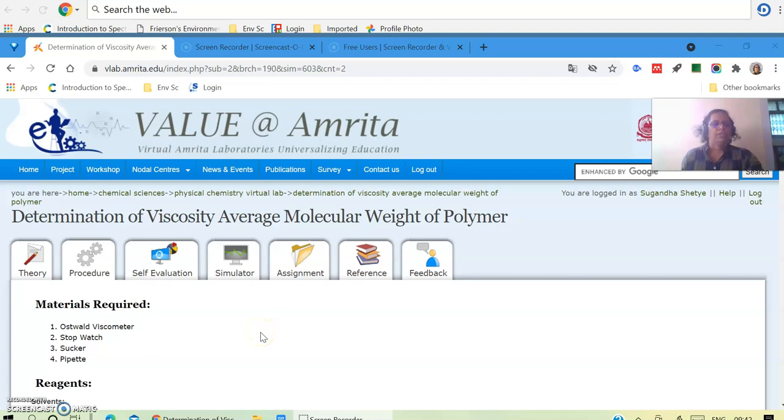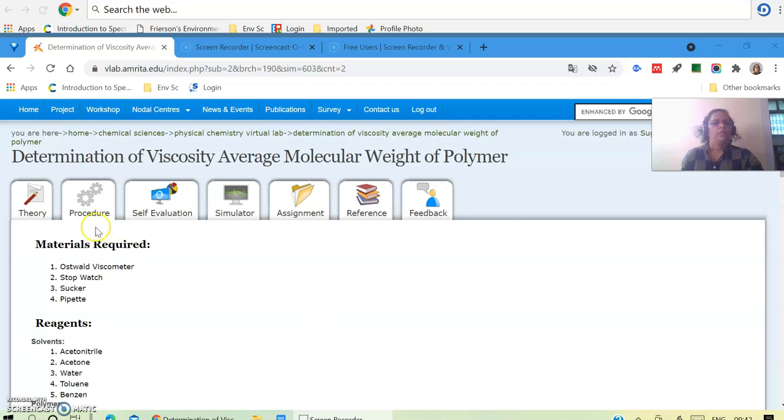Hello students, let us determine the viscosity average molecular weight of the polymer using this virtual lab, Amrita Laboratories. You are well aware of the theoretical concepts of measurement of viscosity. The experiment is done using an Ostwald viscometer. You also need to know the time of flow, and hence a stopwatch is provided. A sucker is given to suck the solution above the marks A and B, and a pipette.